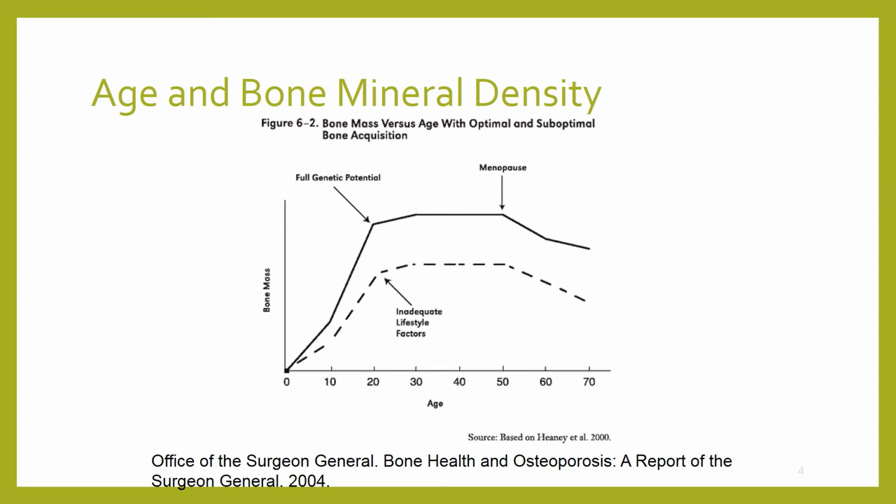This graph depicts the relationship between age and bone mineral density. You'll see the solid black line is an ideal patient, whereas the dotted black line are patients with inadequate lifestyle factors, which we'll discuss shortly. This graph depicts the bone mineral density throughout a typical person's life. As you can see, bone mineral density peaks in a patient's 20s and then cumulatively decreases with time and then rather dramatically decreases following menopause.